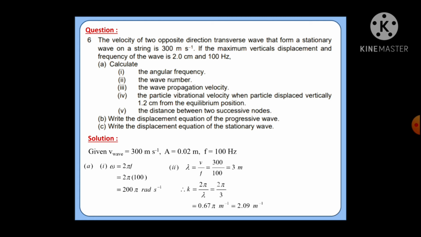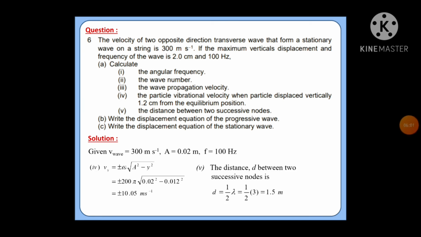For question number A2, we need to calculate the wave number. Before we calculate, you need to find the wavelength of the stationary wave from the equation of velocity of wave. You get that the wavelength is 3 meter, and then substitute in the equation of wave number, you will get the wave number is equal to 2.09 per meter. And for question number A3, the wave propagation velocity. Do we need to calculate? No need, because the wave propagation velocity is given in the question, which is 300 meter per second.